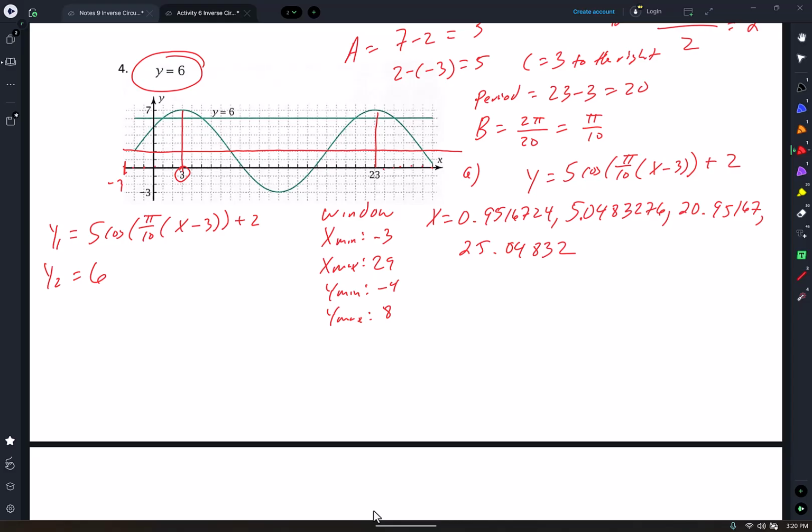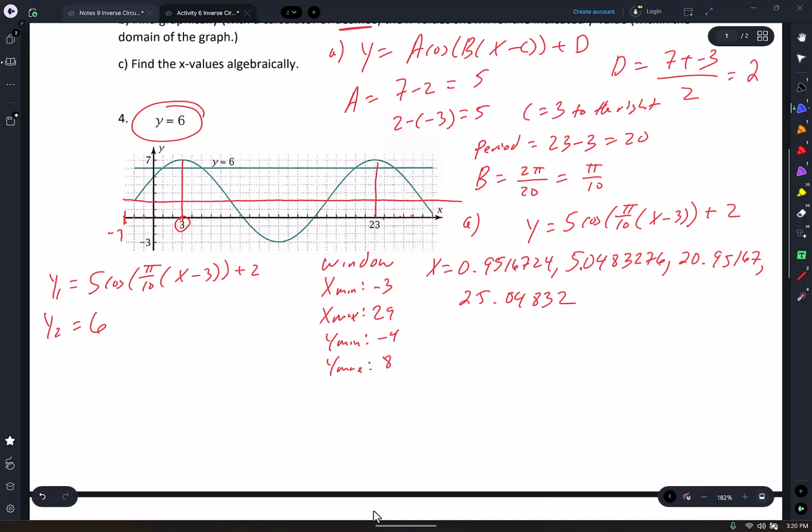Are you shocked that these two right here, 0.95 and 20.95, are 20 apart? No, the period is 20. Are you shocked that 5.04832 and 25.04832 are 20 apart? No, because the period of this function is 20, guys. Cool or not cool? Okay. I'm going to change the color so it's easy to follow along.